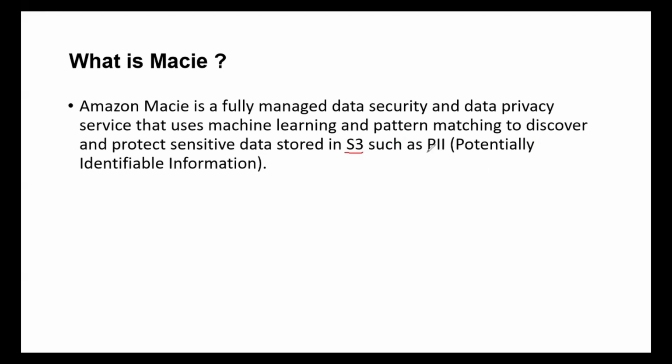So this is the keyword, right? Any sensitive data, like PII, personally identifiable information, when it is stored in S3, this Macie service has the ability to scan the content within S3, the files that are uploaded within the S3 bucket, and whenever any sensitive information is detected, Macie can flag an alert. So that is the main use of this Macie service, and hence it is a fully managed data security and data privacy service.